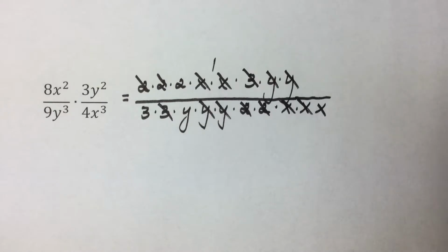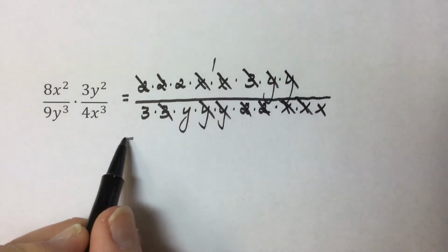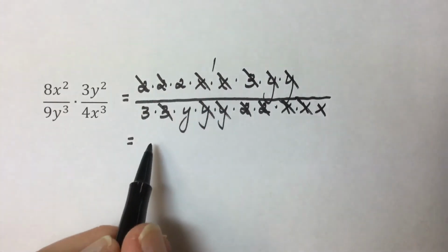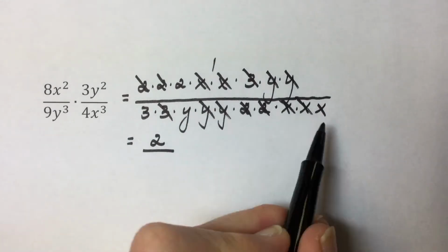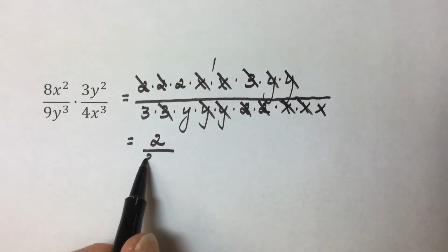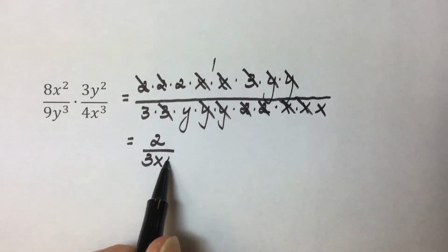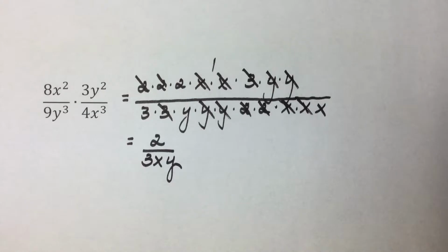Neatness definitely counts. If we look, what remains is only the 2 in the numerator, and in the denominator we have a 3, a y, and an x for our simplified rational answer for the product of these two rational expressions.